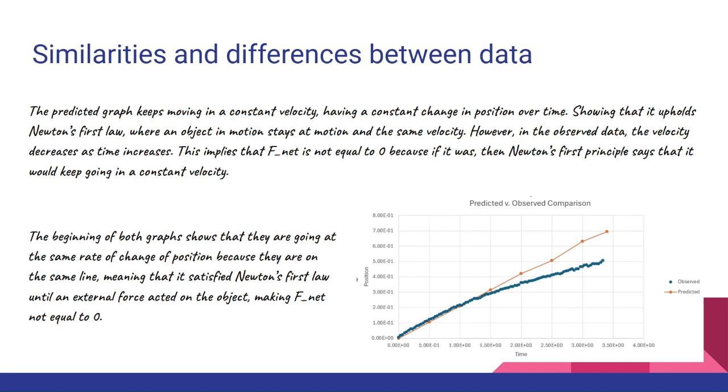And you can see the observed position is the blue line, and the predicted position is the orange line in the bottom right graph. However, if you look at the beginning of both graphs, it shows that they are going at the same rate of change of position because they're on the same line, meaning that it actually satisfied Newton's first law until an external force acted on the object.